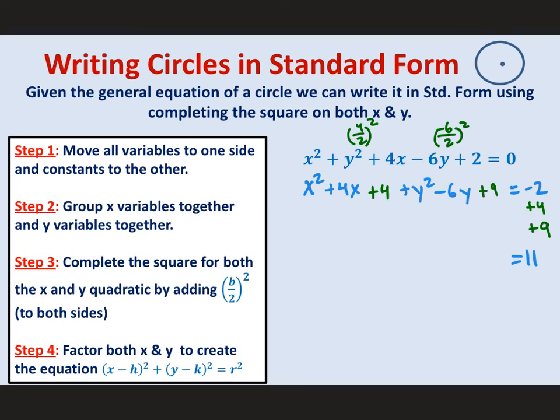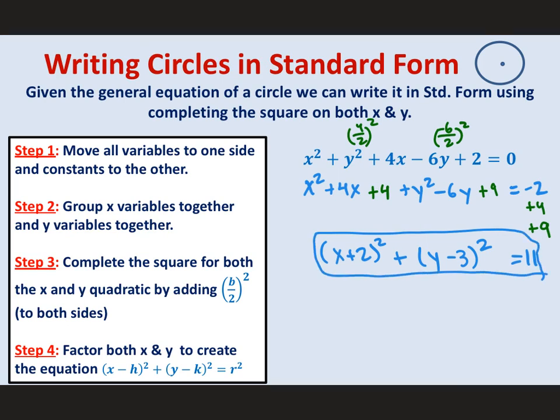On my left-hand side, I'm going to factor both of those. So I get x squared plus 4x plus 4 becomes x plus 2 in parentheses squared, plus y squared minus 6y plus 9, that's going to be y, make sure you put a y, minus 3 in parentheses squared. This is our equation of our circle. We can find the center and the radius now and graph that circle if we need.